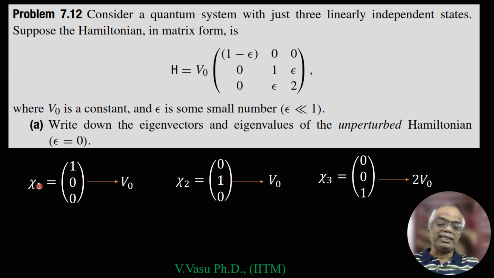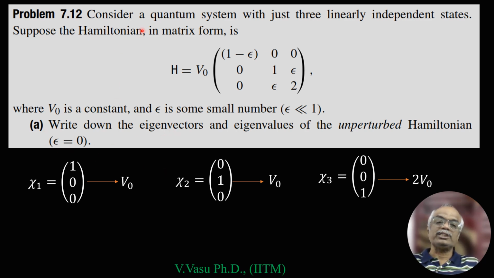Now there are three states, which I labeled chi1, chi2 and chi3. Chi1 is this first one. Here epsilon is 0, so naturally V naught into 1 is V naught: 1 0 0, with eigenvalue V naught. Then the second one, chi2, is 0 1 0, of course with eigenvalue V naught. Similarly chi3 is 0 0 1 with eigenvalue 2 times V naught. So we have answered section A.